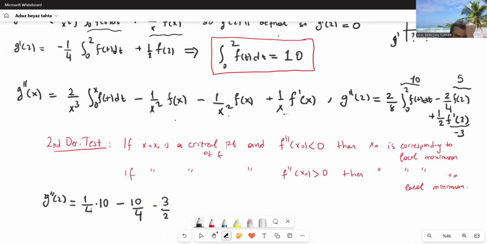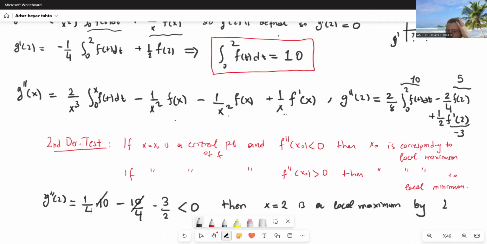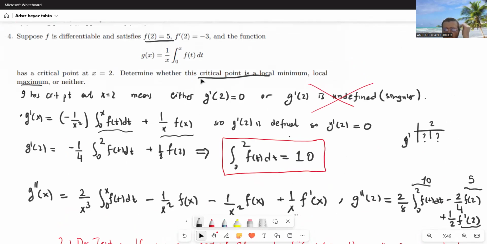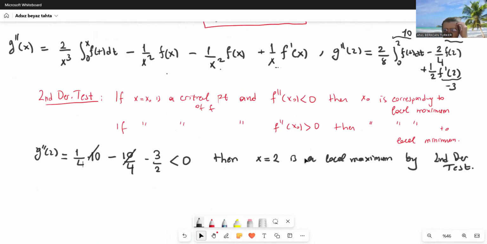So what do I get? They just cancel. I have minus 3 over 2, which is less than 0. So then x equals 2 is a local maximum by the second derivative test. So we have classified it, right? It was the classification problem: classify the point x equals 2. We have just shown that it is a local maximum.